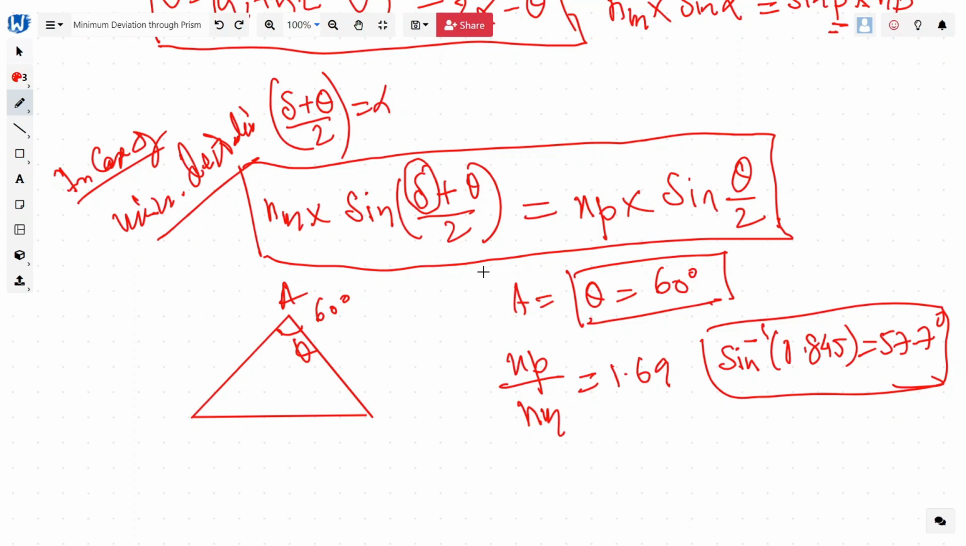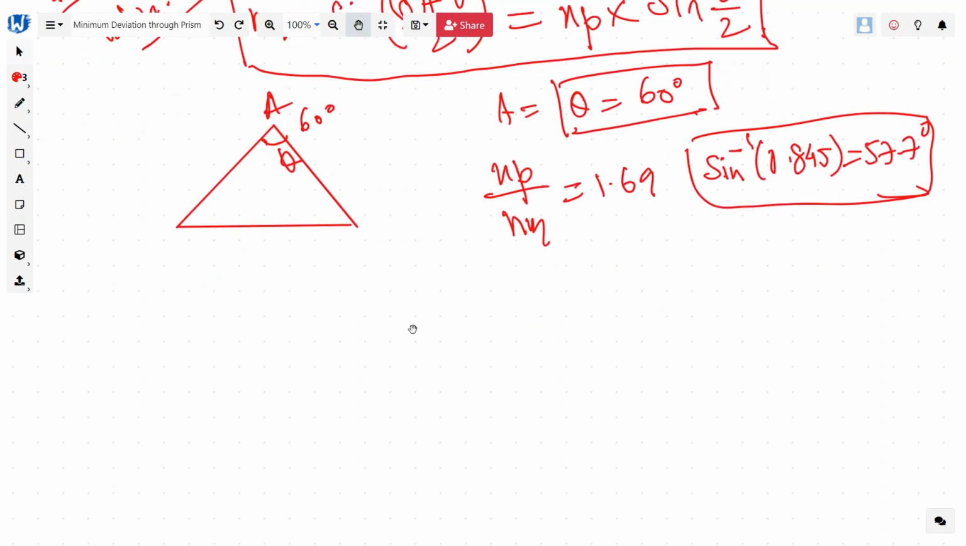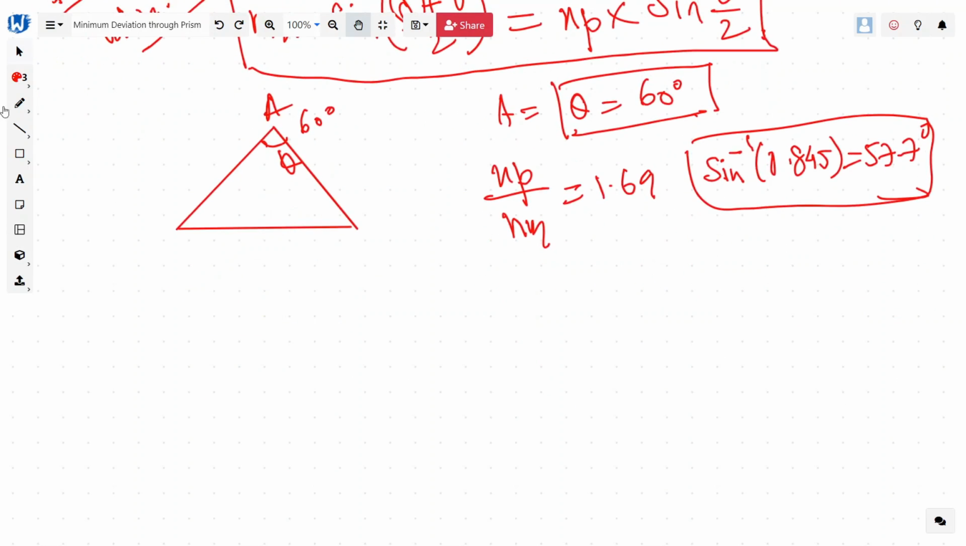So whenever the question is asking for minimum deviation, we can straight away write this equation and try and solve it. Okay, so let's write that down for this situation. We know that theta is 60 degrees, and we can write the equation.